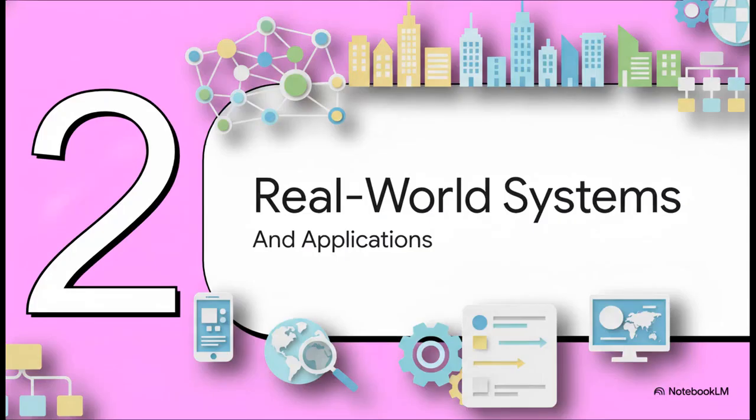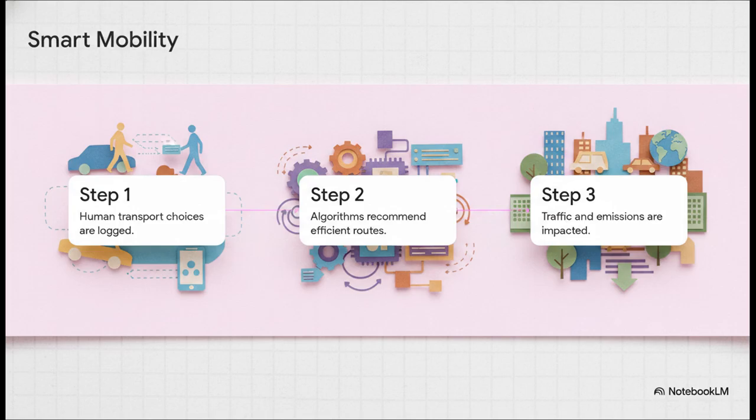Section 2. Real-world systems and applications. You can really see how these 3 strands coalesce when you look at a smart mobility system. Here's how it works in practice. First, individual commuter choices are logged, so that's your human behavior. Next, predictive algorithms crunch that data to recommend new, highly efficient routes. That's the algorithmic behavior. And finally, all of these intertwined actions scale up to impact citywide traffic congestion and carbon emissions. And that right there is systems behavior. It is a continuous, multi-level feedback loop.